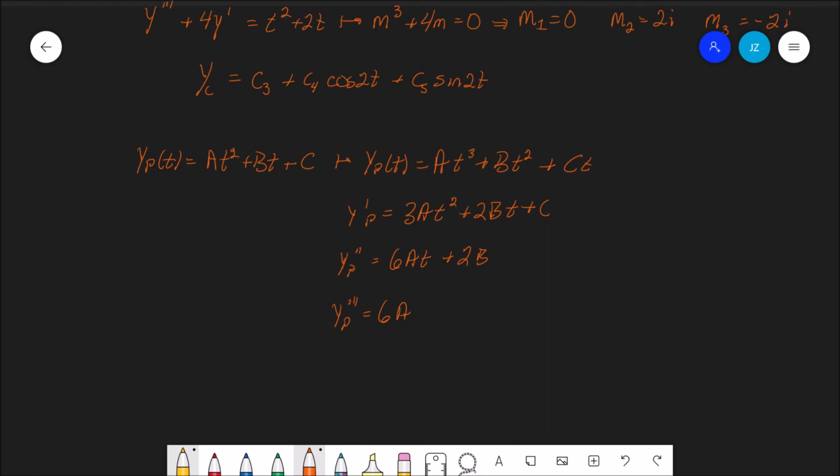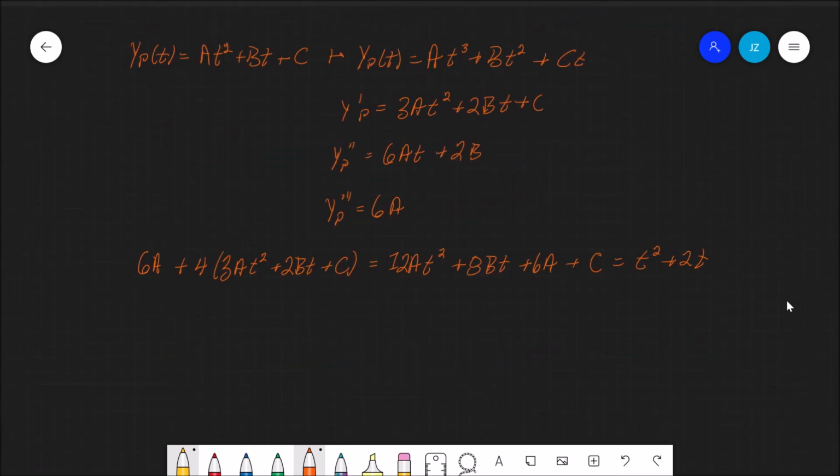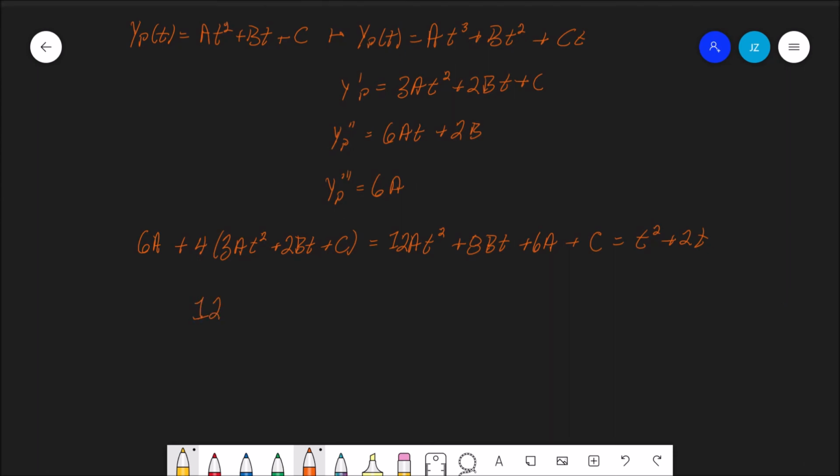Plugging all that in, we get 6a plus 4 times 3at squared plus 2bt plus c. This will simplify to 12at squared plus 8bt plus 6a plus c, and that has to be t squared plus 2t. So we get the system 12a is equal to 1, 8b is equal to 2, and 6a plus c is equal to 0, which gives solution a is a 12th, b is a 4th, and c is negative a 1/2.